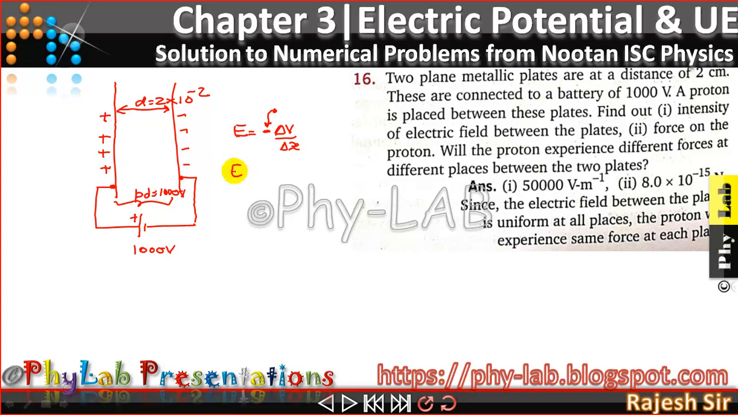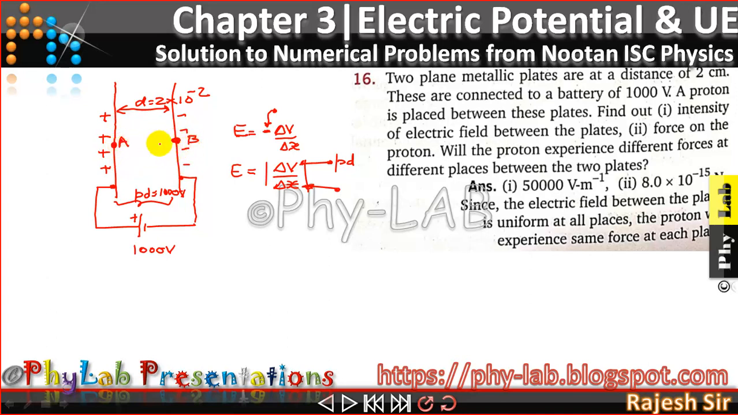So I can say that E is equal to modulus of delta V by delta X. Now what does this delta V in this expression stand for? It stands for the potential difference between 2 points. And what is the delta X over here? That is the distance of separation between 2 points. So friends, there are two plates. Let me take one point on the left plate. Let me call this point as A, and let me take another point on the second plate, the negative plate. Let me call that point as B.